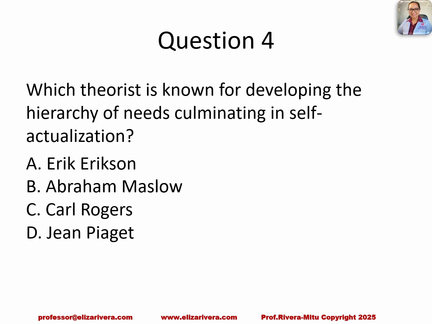Question 4. Which theorist is known for developing the hierarchy of needs, culminating in self-actualization? A, Erik Erikson. B, Abraham Maslow. C, Carl Rogers. Or D, Jean Piaget? Correct answer is B, Abraham Maslow.